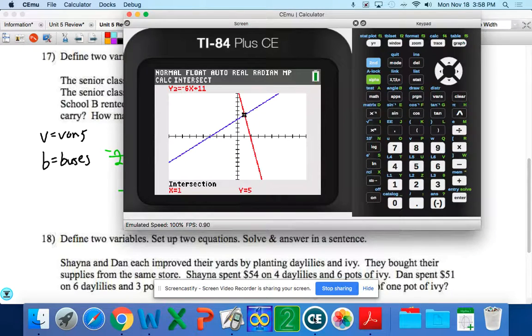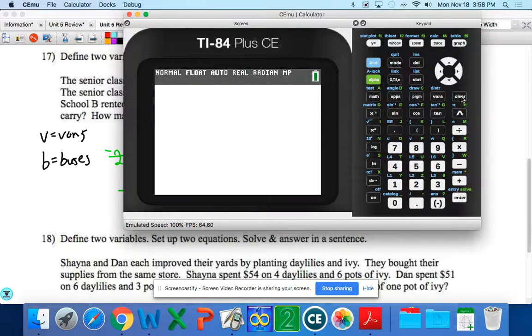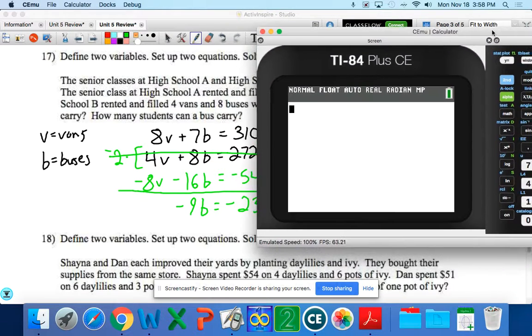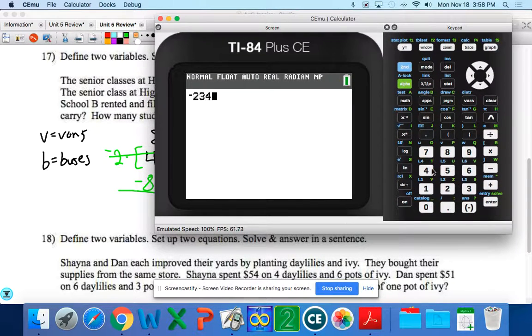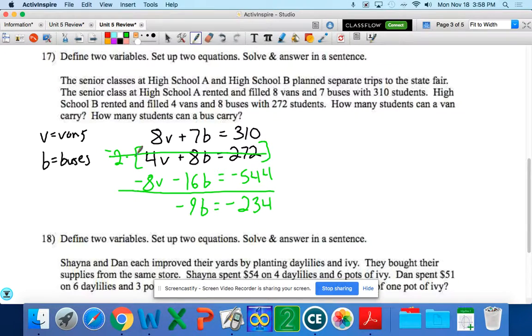-234. If this doesn't work out whenever I go through the calculator and divide these, so I'm doing -234 divided by -9. If this doesn't work, I'll go back and check my math. It did. So we hit 26 people. That means a bus holds 26 people.